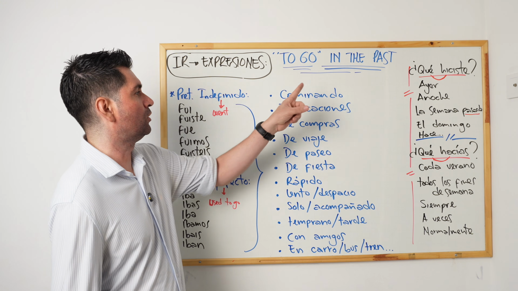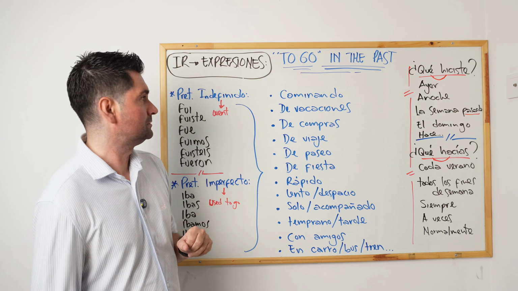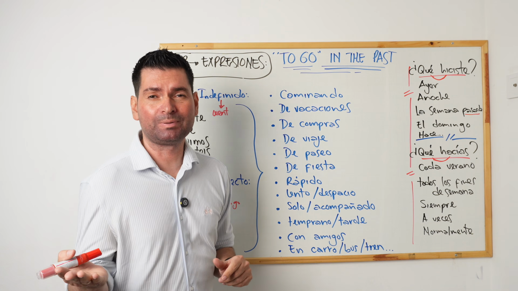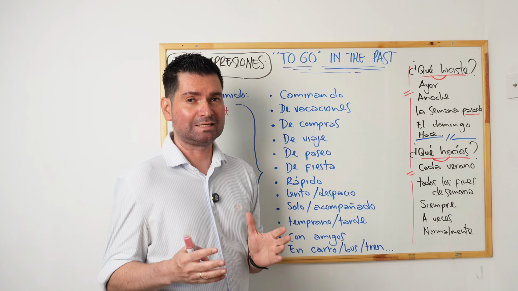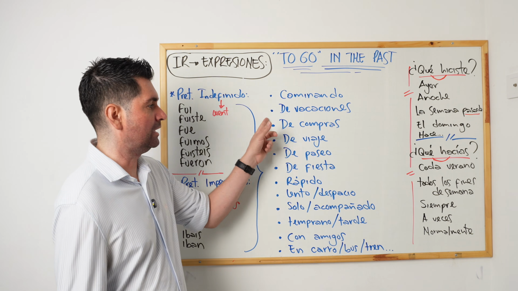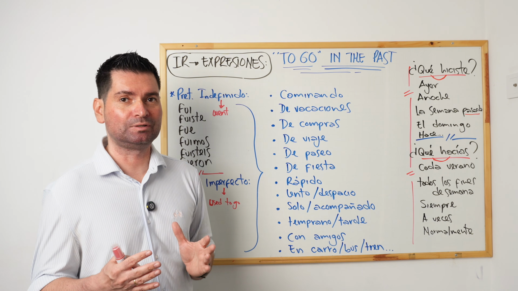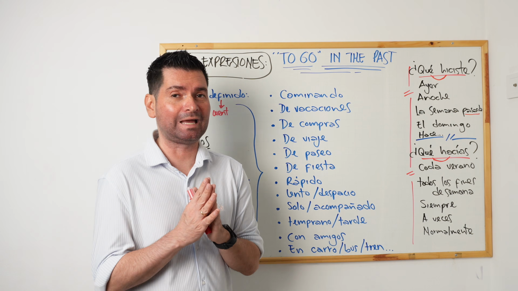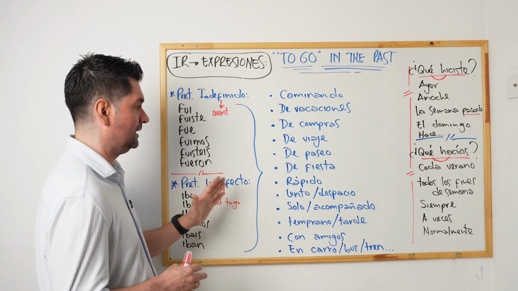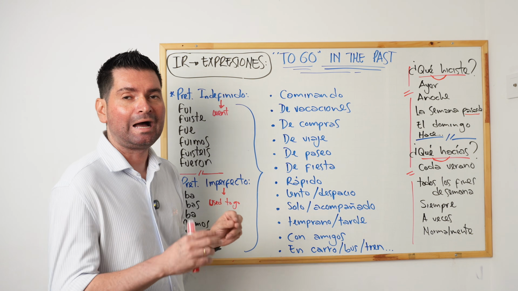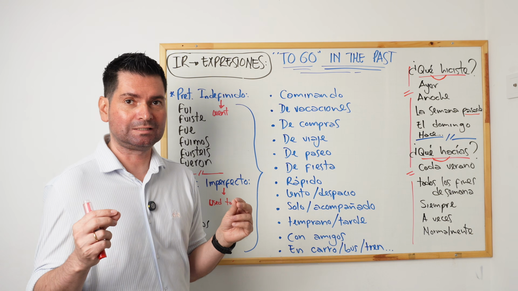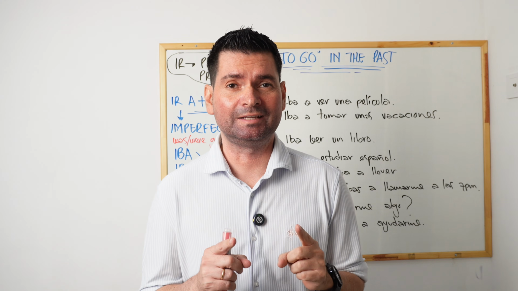Fui caminando al parque ayer. Fui de vacaciones el año pasado. I went on vacation last year. Iba de vacaciones cada verano. I used to go on vacation every summer. So I hope you understand that you can start playing with this chart and creating your own sentences. Don't even think we're done yet.